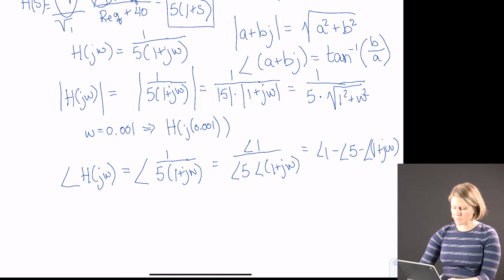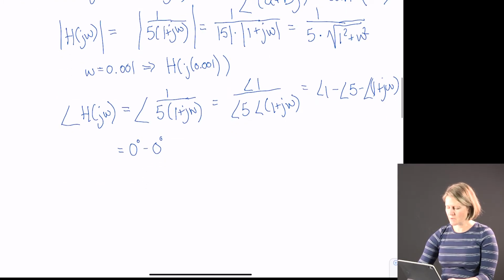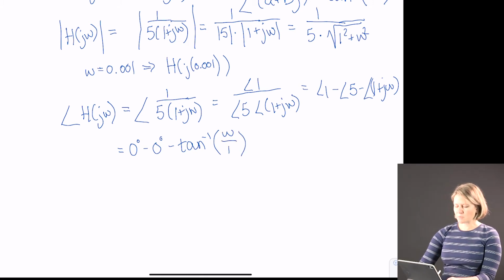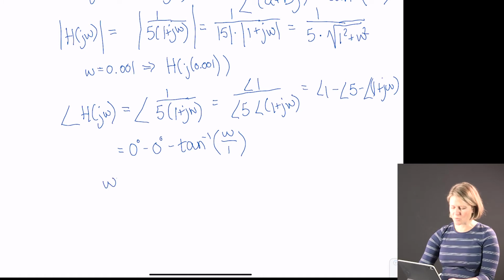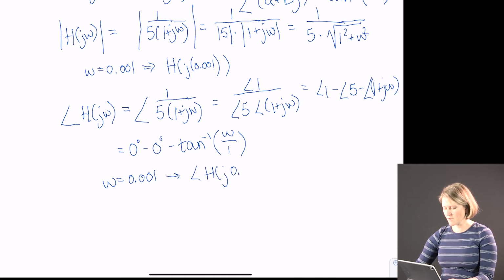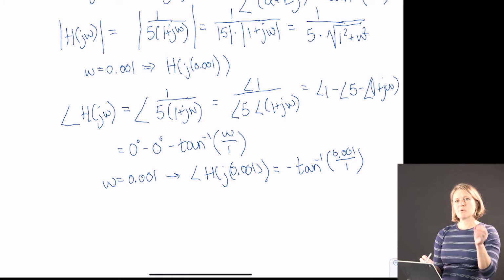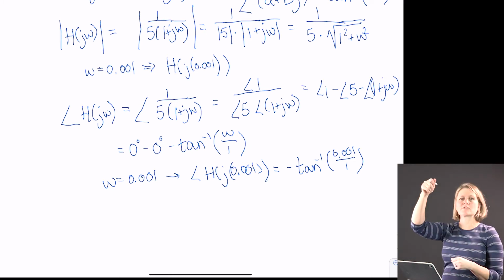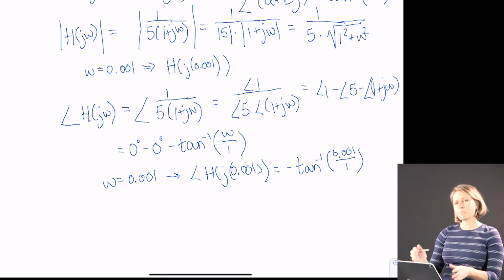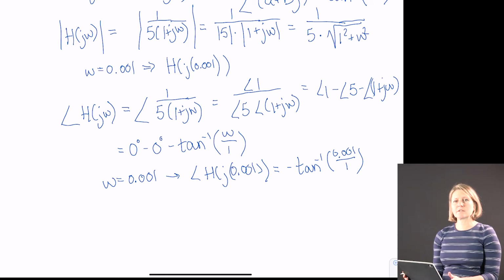The angle of 1 is going to be 0. The angle of the 5, again, is just a real number, so it's going to be 0. And the angle of this is going to be the inverse tangent of the imaginary coefficient, in this case omega, over 1. So again, we can plug in omega equals 0.001, and the angle of H(j 0.001) is going to be minus inverse tangent of 0.001 over 1. We can get an actual value for that, and put it on a plot for every omega that we find. We would put a dot on the degree axis, and then we could combine all of those dots to create a continuous graph.